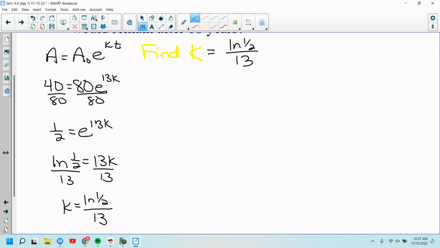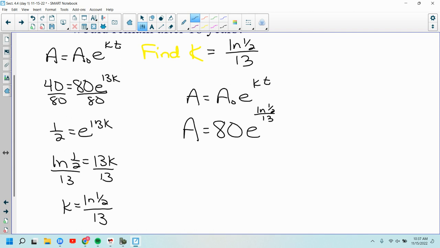All right, think what you do next. What do we have to find? How much we have after 18 years? Okay, so they're giving us time. Actually, just substitute it in at this point. So we go back to this: A equals A sub 0, E to the KT. So the amount we got to start with is 80. We know K. It's natural log of 1/2 over 13 times T, which is 18.